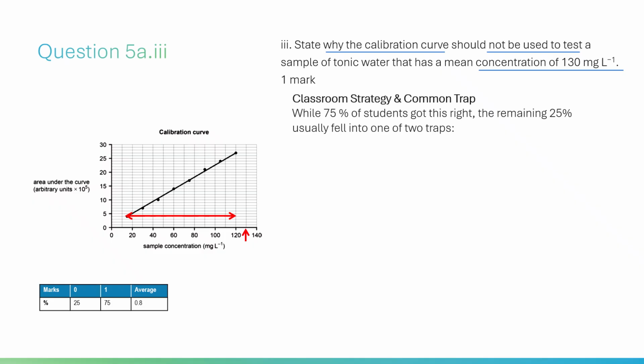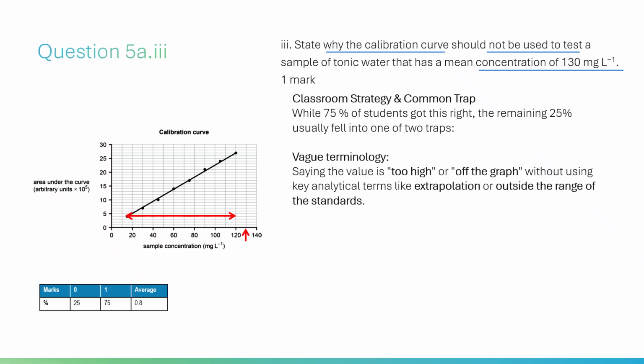Classroom strategy and common trap. While 75% of students got this right, the remaining 25% usually fell into one of two traps. Vague terminology. Saying the value is too high, or off the graph, without using key analytical terms like extrapolation, or outside the range of the standards.